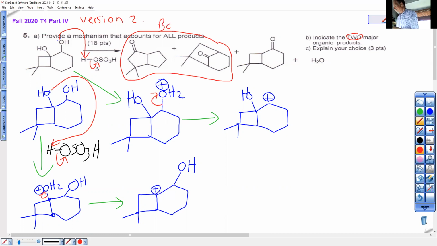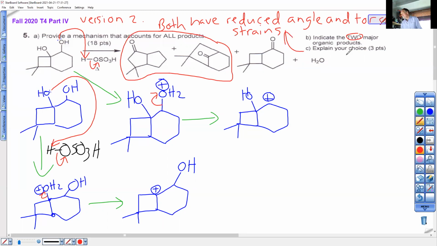In fact, let's do that. Both have, and you got to show me, the two problems with cyclobutane and cyclopropane are angle strain and torsional strain. There you go. So where are we at? We got our cations. It's time for rearrangement, isn't it?